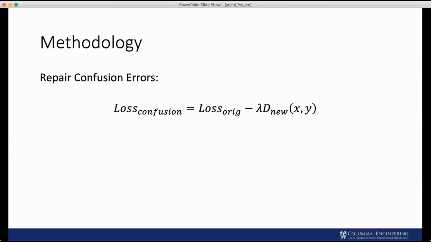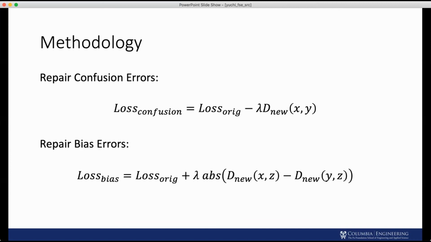We propose this loss function to repair the confusion errors. A new term is added to the regular loss function to increase the distance between class X and class Y during retraining. We propose another loss function to repair the bias errors. The newly added term tries to make the distance between X and Z as close as the distance between Y and Z to reduce the bias between X and Y given Z. Both loss functions are easy to apply in current DNN frameworks, and the overhead is small.